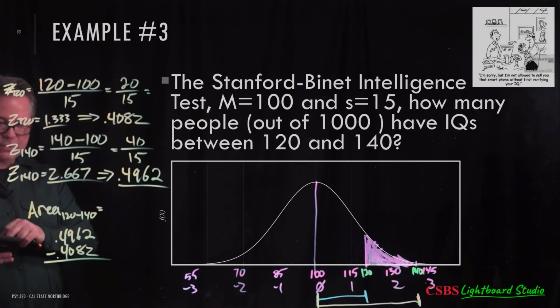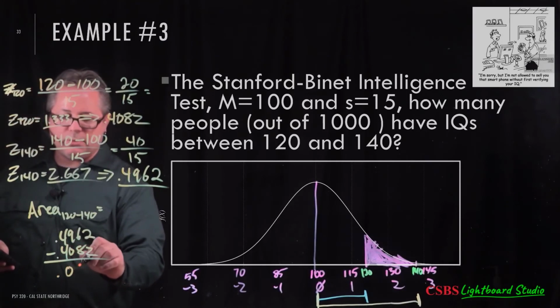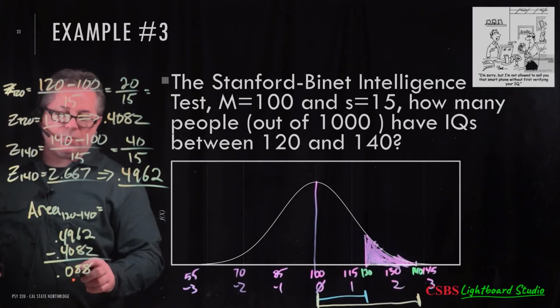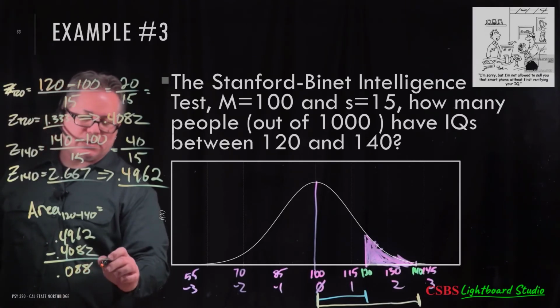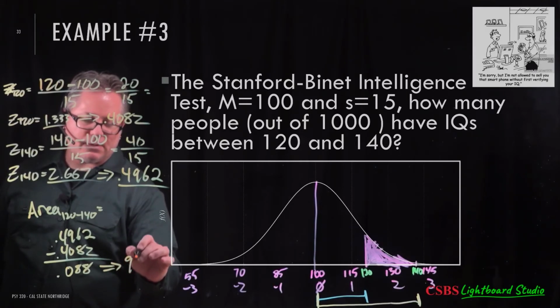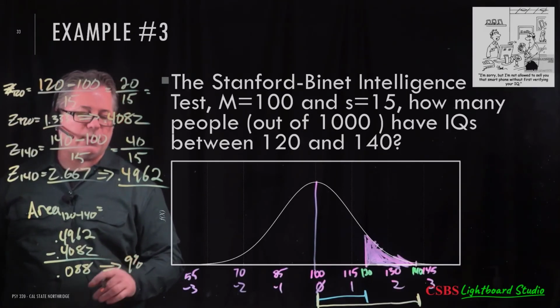Subtract those two like that. 0.4962 minus 0.4082 equals 0.088. Okay, so you think about this. This tells me this is roughly 9%. 9% of people fall in this range.